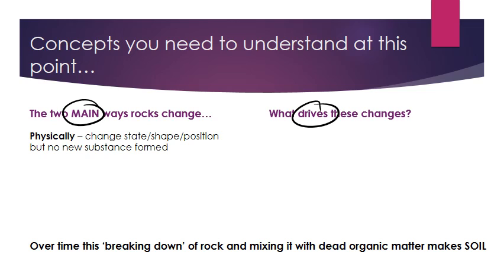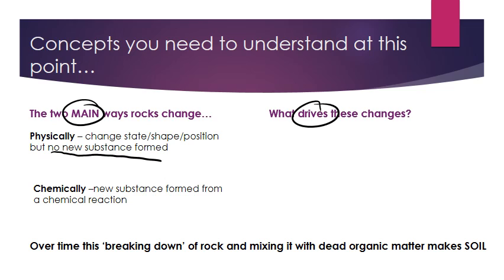Okay, rocks change physically and they change chemically. Physical means you haven't made a new substance, but you change its state, so going from liquid to solid to gas, or its shape, or its position. Chemical changes is where we have a new substance being formed, and this is through a chemical reaction. So what was there before is gone, and it's turned into something new.